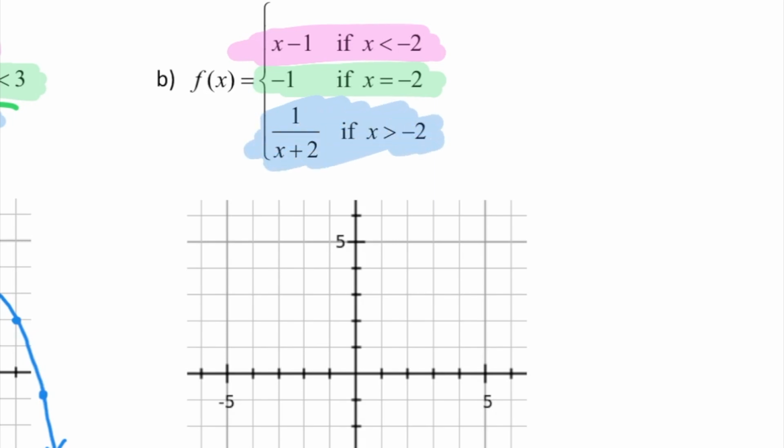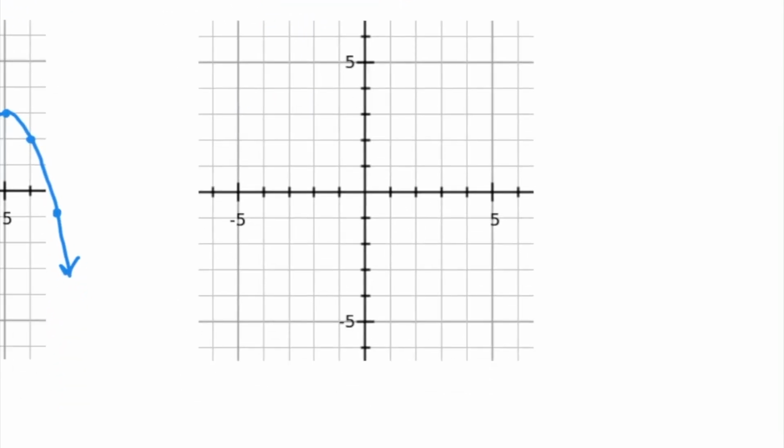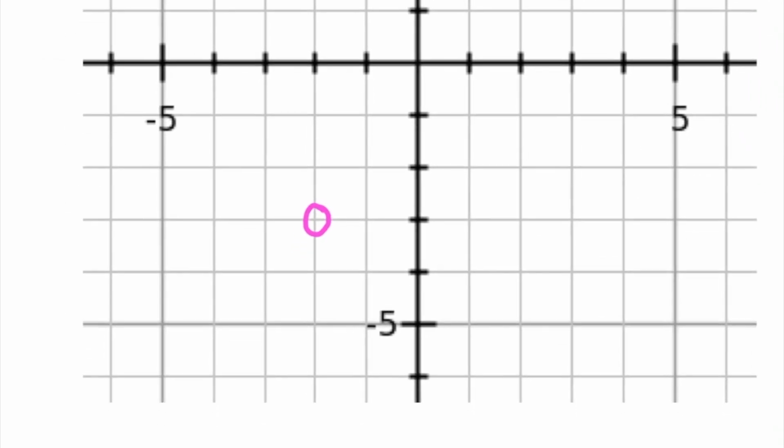And so the pink section of the graph is x minus 1 for all x values less than, but not including, -2. So there's going to be an open circle here at -2, -3. So -2, -3, there's an open circle, and the slope of the graph is 1, and so those points kind of go like this.